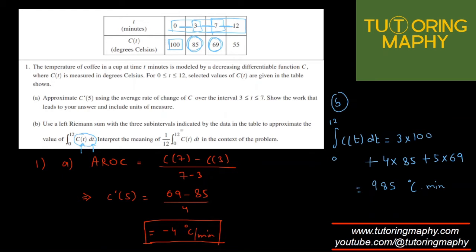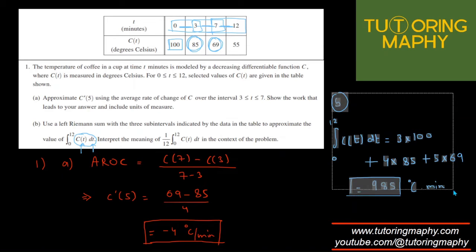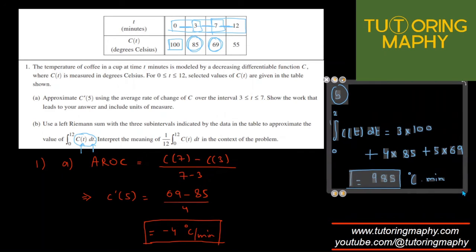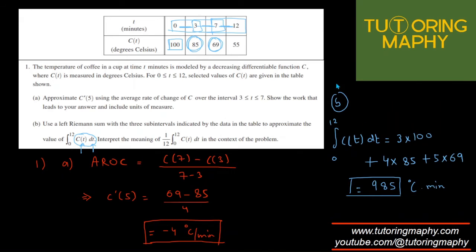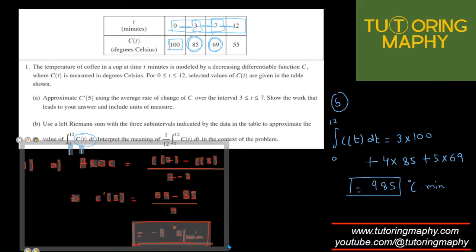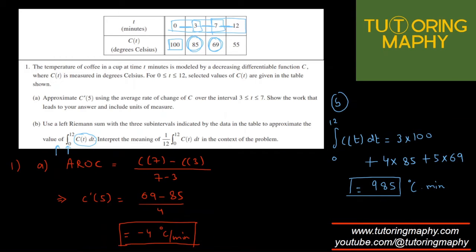But what will make more sense is when we interpret the meaning of 1 over 12 times the integration from 0 to 12. So anyway, the Riemann sum is this. But what is the meaning of 1/12 of this one? Well, this looks like the average value of the function, right? Let me just make some space over here.